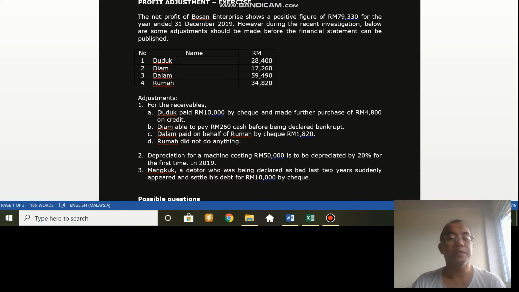Okay, number 3, Mangkuk. A debtor who was declared bad two years ago suddenly appeared and settled his debt of 10,000 by check. Okay, so you may receive this kind of question in your exam, or maybe in other exercises.